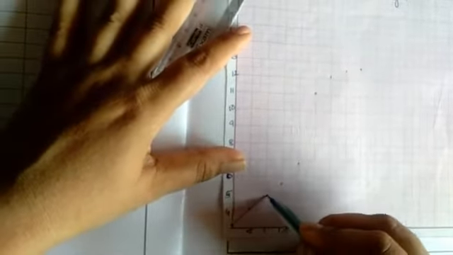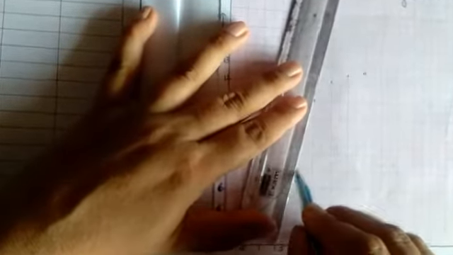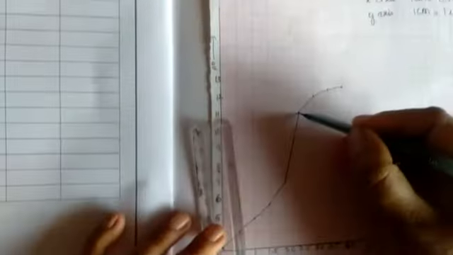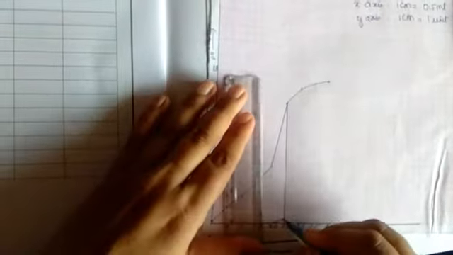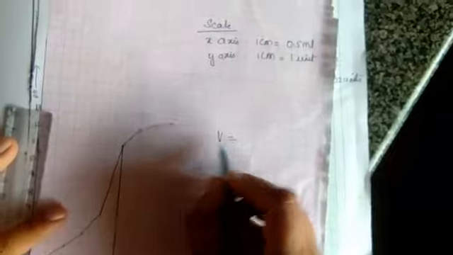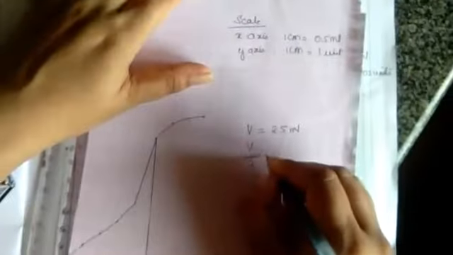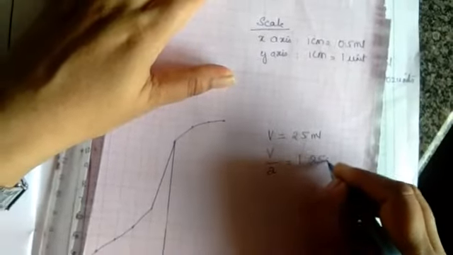Okay, so now I have plotted all the points. Now I will join all the points. From here there is a sharp jump, so I will do like this and join all the points. Now this jump corresponds to 2.5 ml that we have got from the readings. So this is 2.5 ml where there is full neutralization. So V, that is full neutralization, is 2.5 ml. What is V half? V half is 1.25 ml.